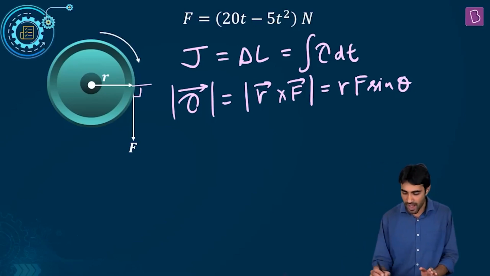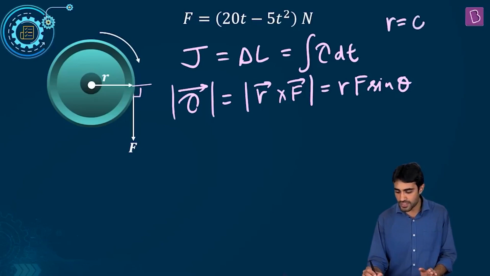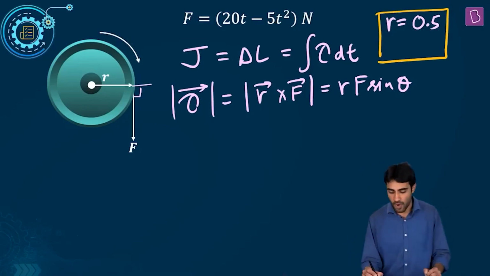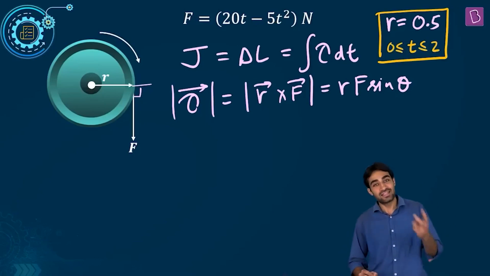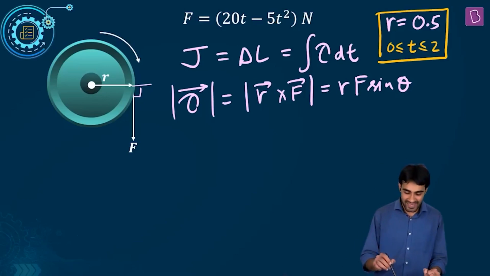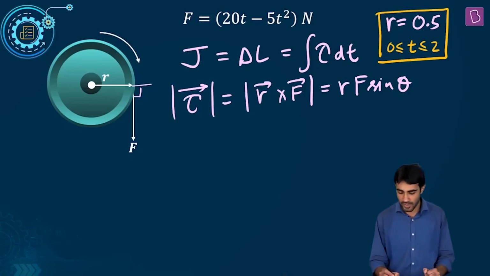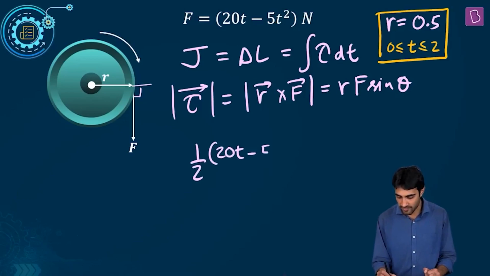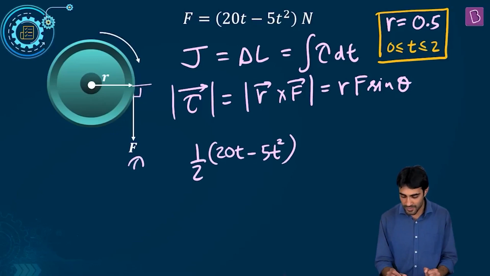And now let's put the value of R. R was given in the question. R was 0.5. And something about time was also given. Time was varying from t equals 0 to t equals 2 seconds, and in this 2 seconds, we have to find the angular impulse. Yes, we understand it. Now, we find the torque. Torque is nothing but half, which is R, times F. F is 20t minus 5t square. This is our torque.